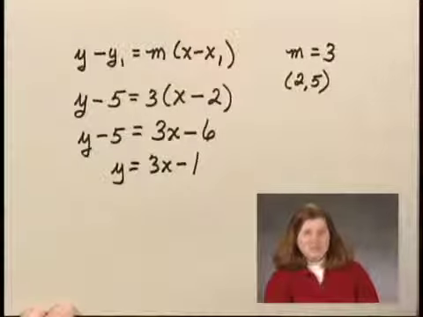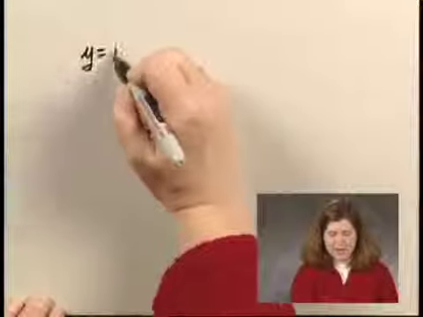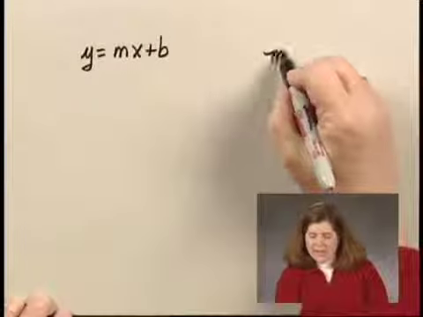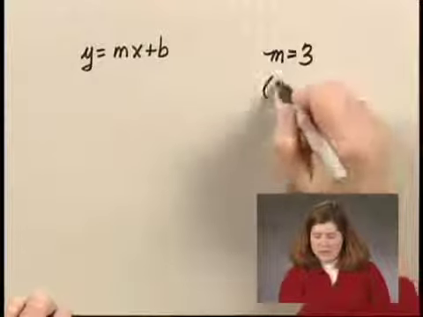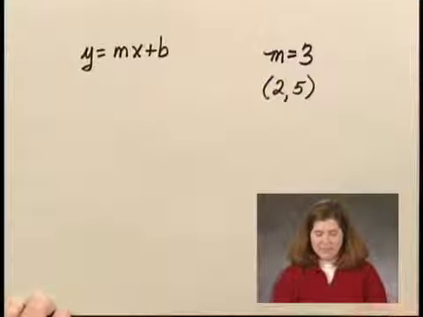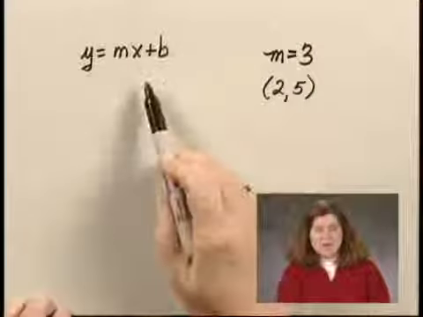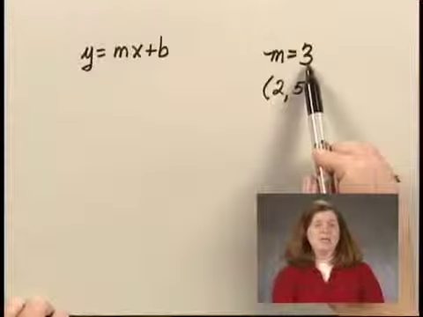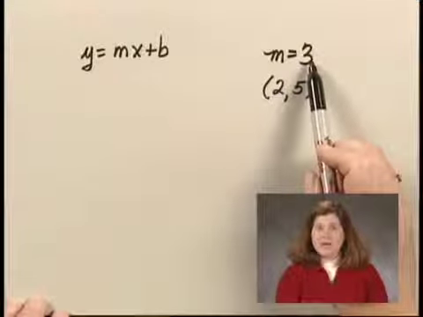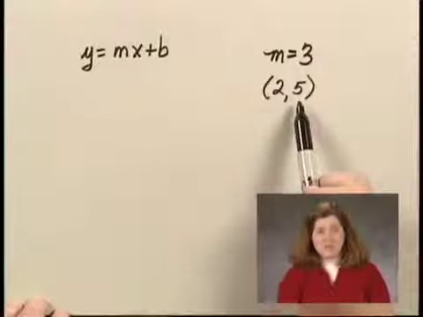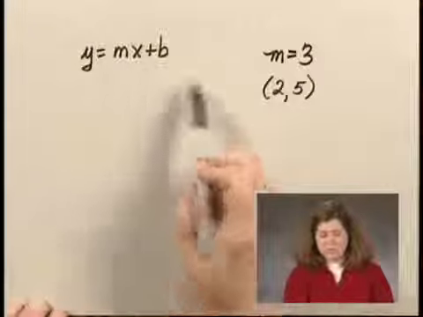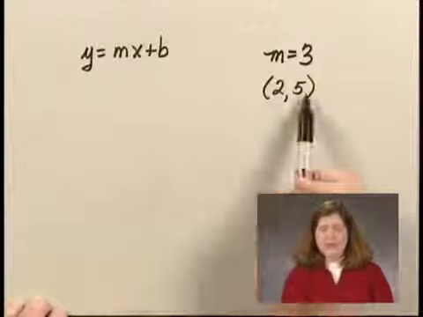Now let's do this again using the slope-intercept equation of a line, y = mx + b. We're given that m = 3, and a point on the line is (2, 5). To find this form of the equation, we need m and we need b. Well, we're given m, but we're not given b. We can find b, however, because we're given a point on the line. This must be true for every point on the line. In particular, it has to be true when x is 2 and y is 5.